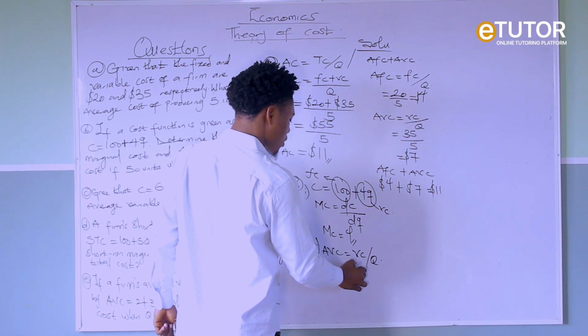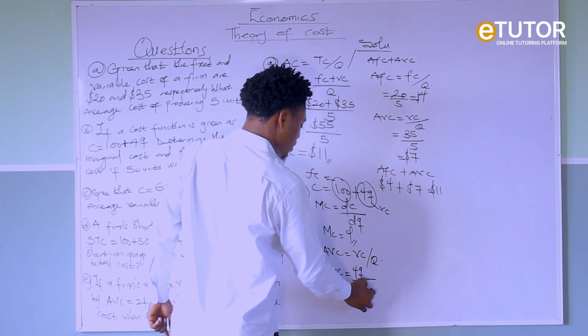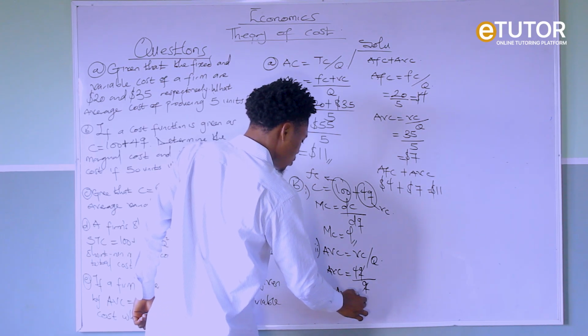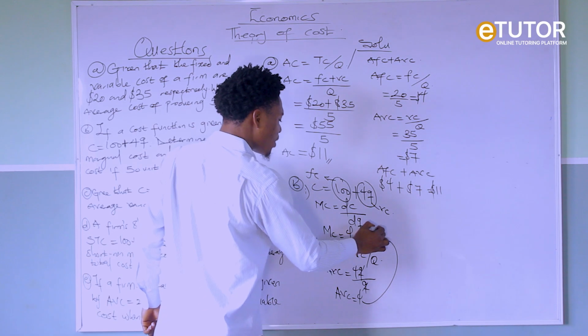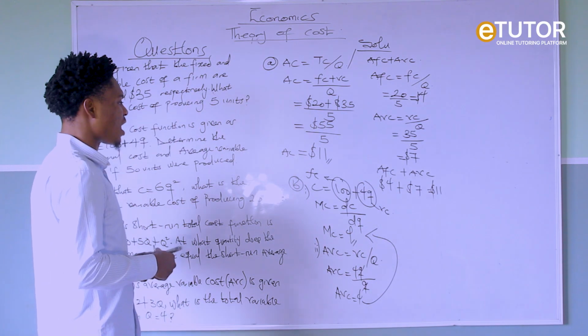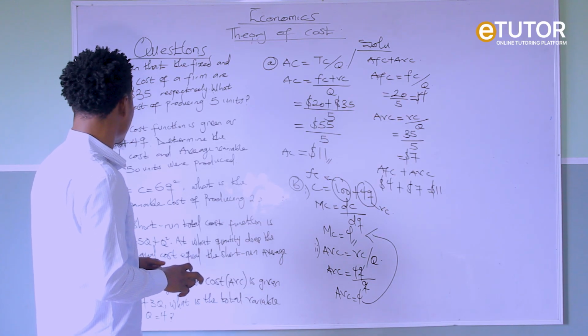So what's our variable cost here? Our variable cost is 4Q, right? Then divided by Q. So Q will cancel Q. Our average variable cost is 4. So that means our average variable cost is the same thing as our marginal cost when we have a linear short run cost function.